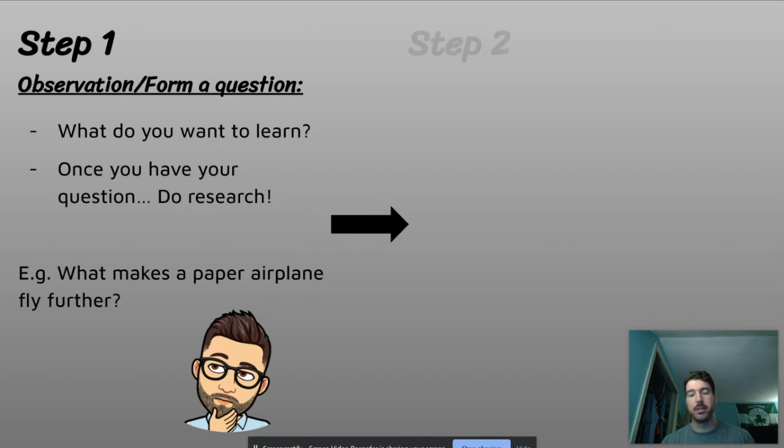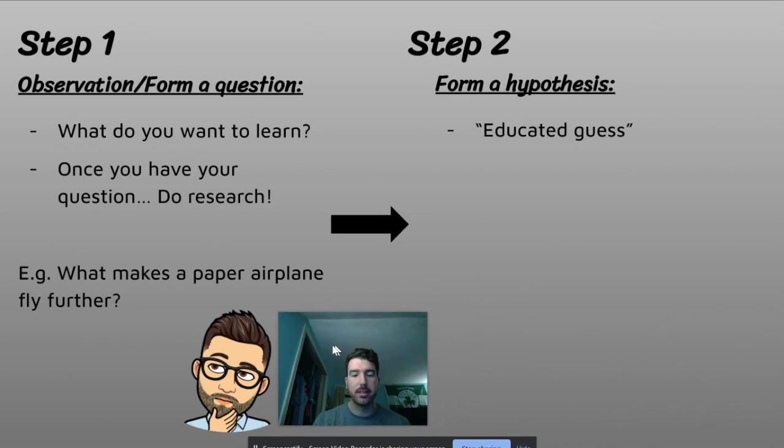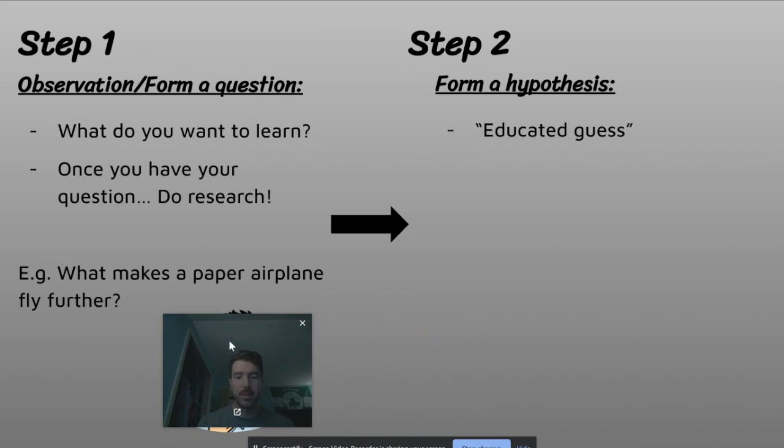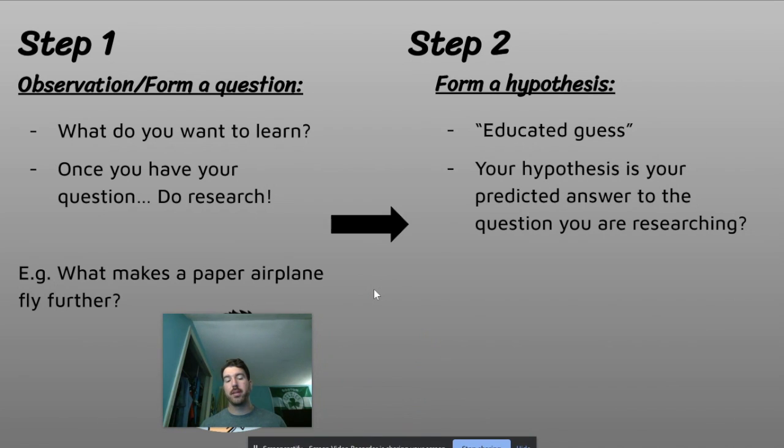Now we move on to step 2, which is to form a hypothesis. A hypothesis is just an educated guess. I'm going to move my head because it's going to be in the way of some writing in a few seconds. So your hypothesis is an educated guess, and your hypothesis is the predicted answer to whatever question you're researching.